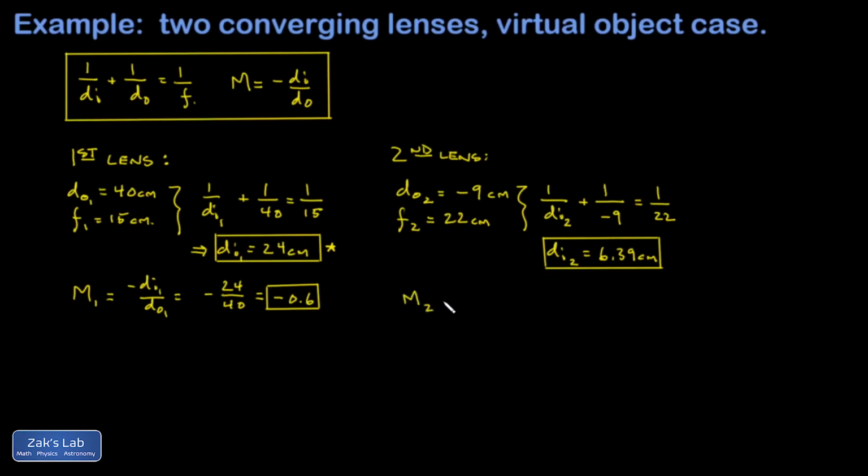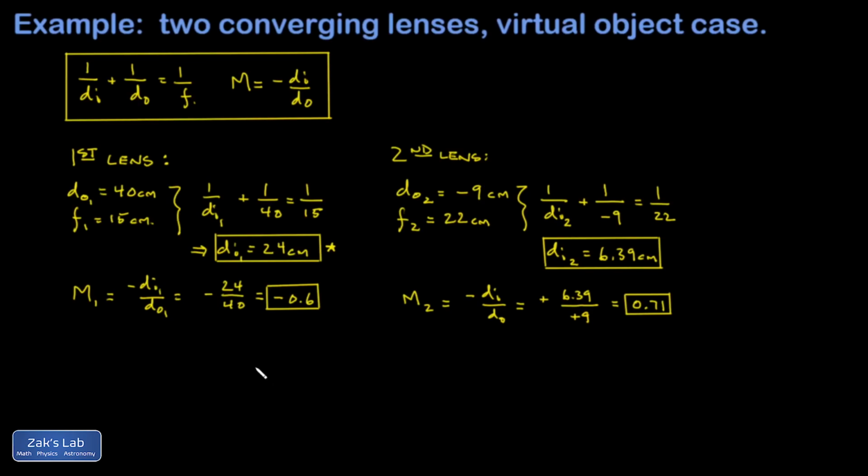Then we get the magnification at this second step. That's -di/do, -6.39 over -9. So the magnification is positive at the second refraction. This means there was no inversion of the image. And we saw that in the ray diagram. The first refraction inverts it, the second leaves it alone. But it shrinks it a little bit. And I get a magnification of 0.71 through the second lens.